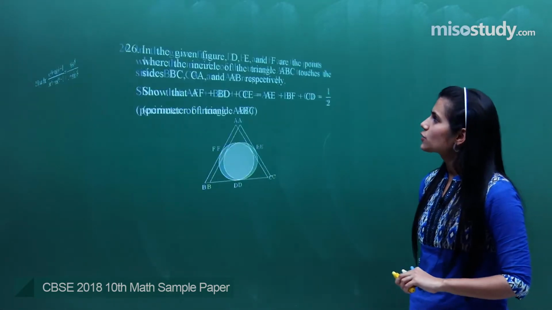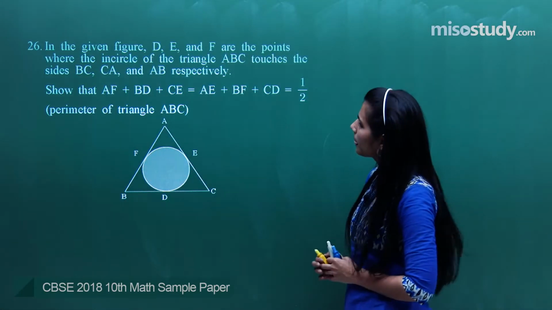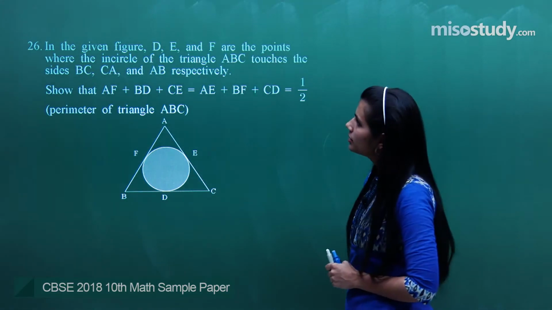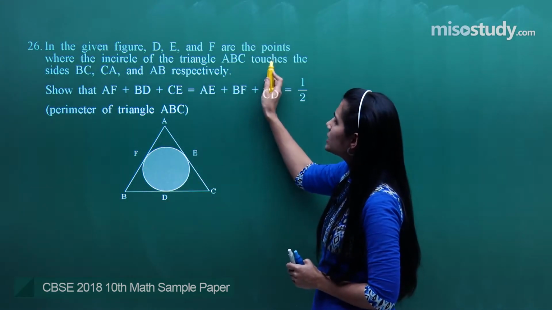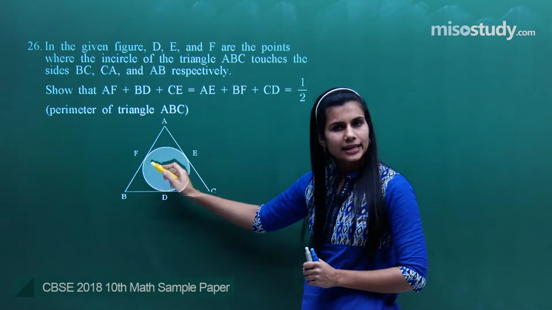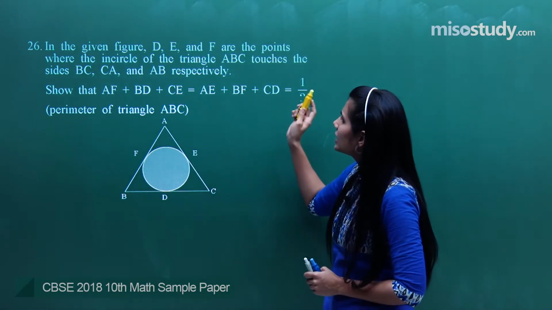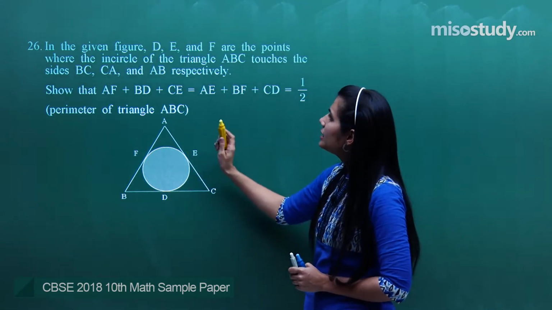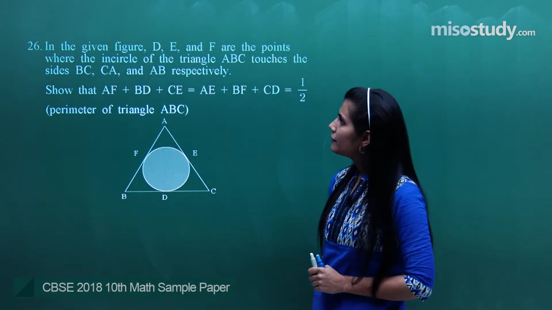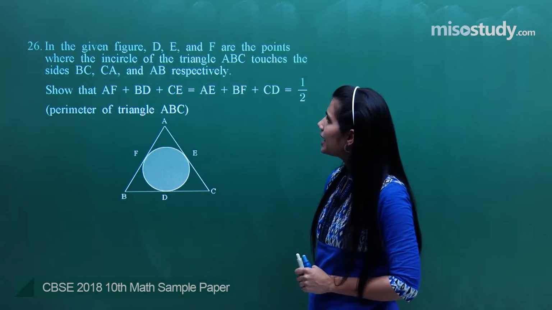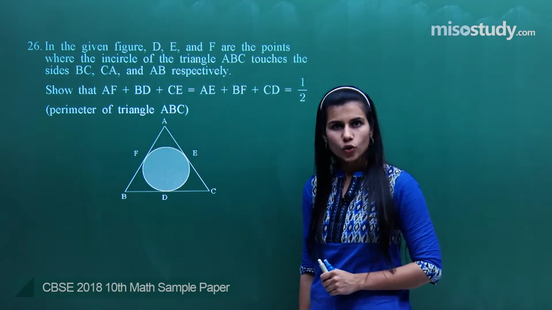Let's now move to the next question, question number 26. What is it trying to say? There is a figure given to us. In the given figure, D, E and F are the points where the incircle, the circle inside the triangle, the incircle of the triangle ABC touches the sides BC, CA and AB respectively. Okay? That is what is given to you, that these 3 points are there where the incircle touches these 3 sides of the triangle. Okay?